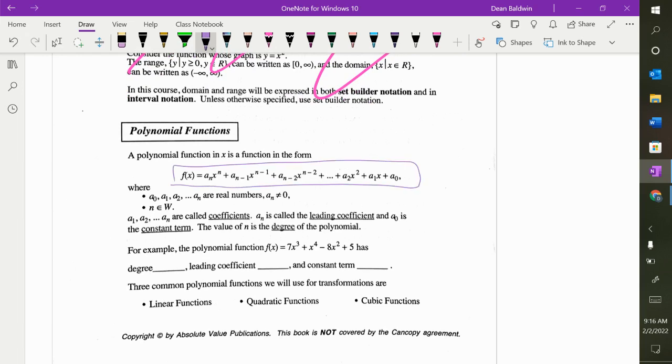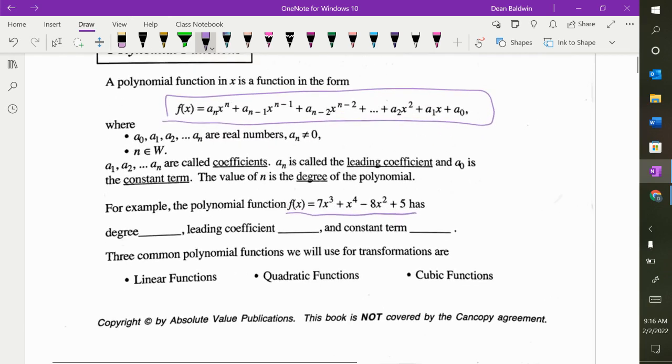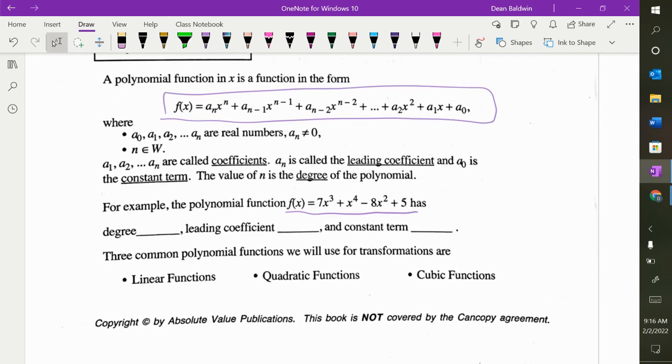All right. What you're used to seeing is something more like this. F of x is equal to 7x cubed plus x to the 4 minus 8x squared plus 5. If I say, what is the degree of a polynomial, what am I asking? You don't have to raise your hand. You can just yell out the answers. The degree. Well, what's the degree of this polynomial?